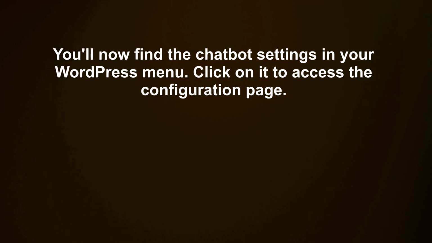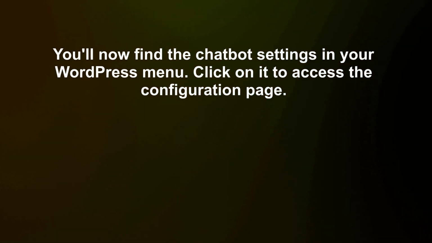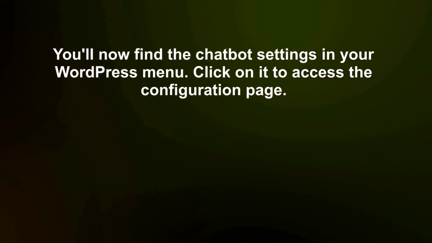Click Install now, and once it's done installing, click Activate. You'll now find the Chatbot settings in your WordPress menu. Click on it to access the configuration page.